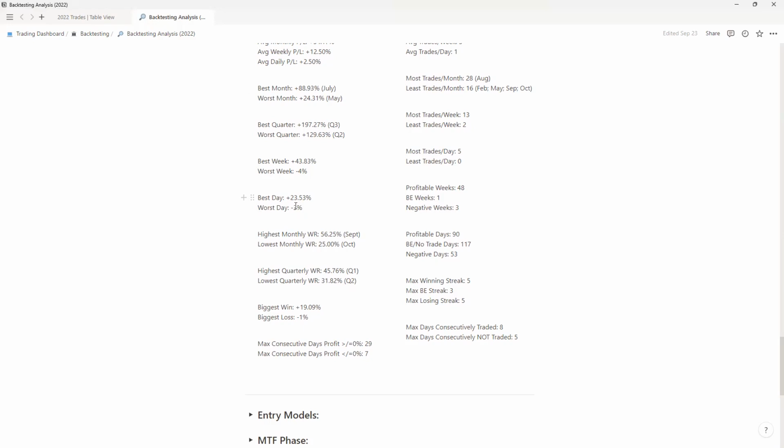I would like to know that so that when I'm in the live market and I have a -2% day or a -3% day, I can go to my back testing and go, oh, okay, well, this has happened before, I shouldn't be too stressed about it. It's sort of guaranteed to happen as it's happened in my back testing.